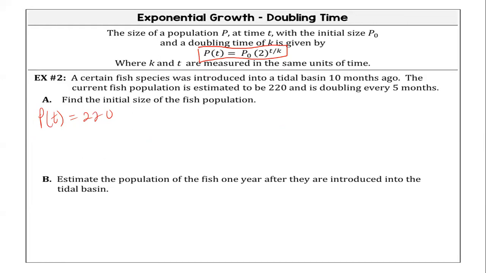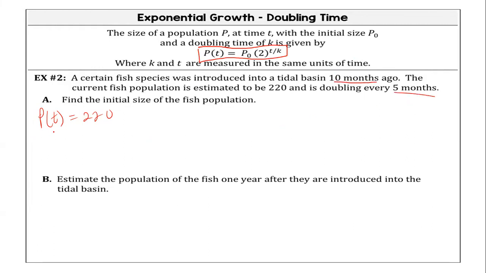All right, sorry. So it's telling you that your ending result, your P of T, is going to be equal to 220. It's asking you, what is your P of 0? What did the initial population have to be in order for this to be true? When we're reading this problem, we can see that our time is given in months.